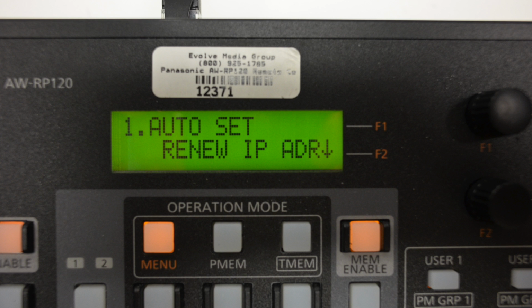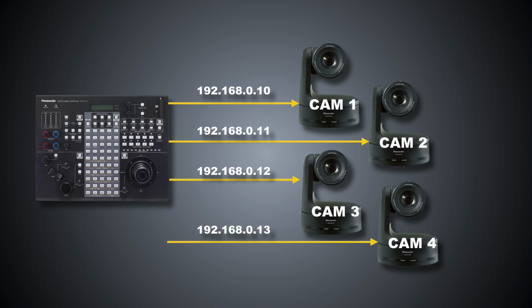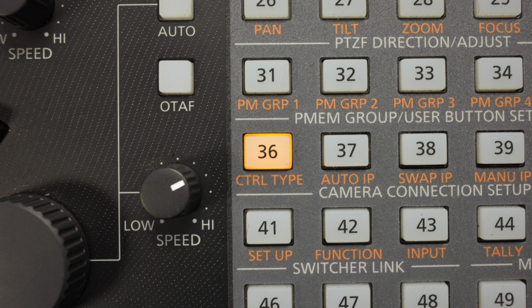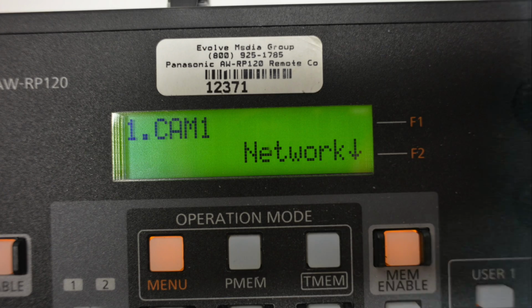The default IP address for any camera is 192.168.0.10. So cameras ending in .11, .12, .13 would be assigned as cameras 2, 3, and 4 respectively. The auto set function should have automatically changed the control type for any of these cameras to network. But if it didn't, you can use menu 36 to change it to network control. We will cover how to change the IP address of cameras later in this video.